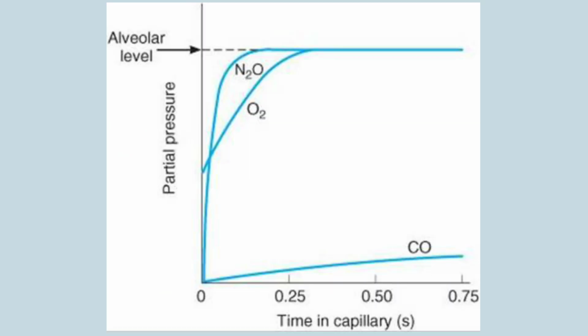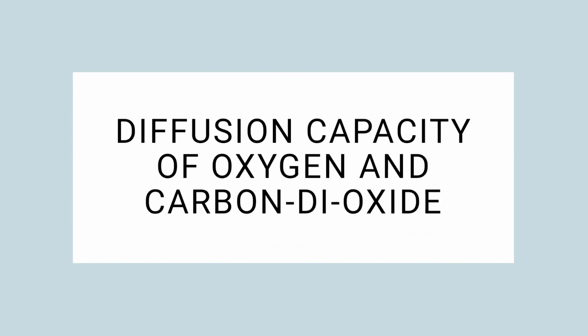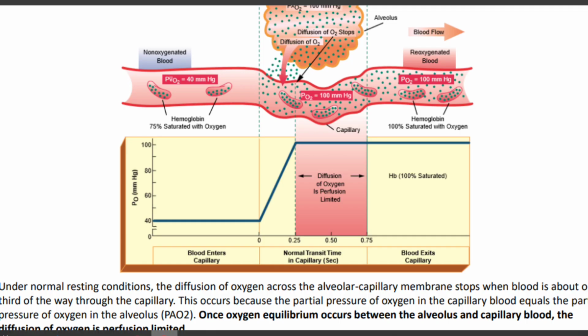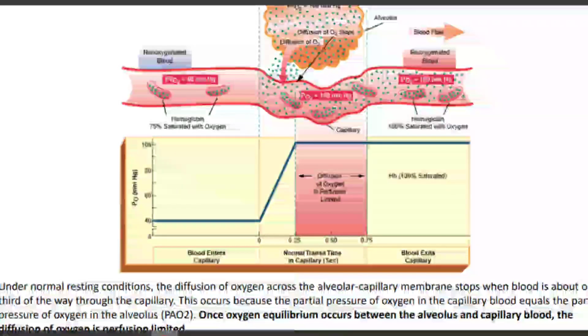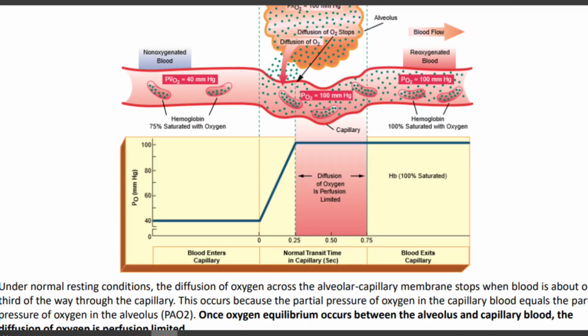Now from this picture we can see the two extreme conditions: N2O, which is perfusion limited or flow limited diffusion, whereas carbon monoxide never reaches the equilibrium, so it is diffusion limited diffusion. Now where do oxygen and carbon dioxide come in? From this picture we can see that oxygen is intermediate between these two. Now, the diffusion capacity of oxygen and carbon dioxide. Under normal condition, when oxygen comes from the alveoli to the capillary, it will bind with the hemoglobin and it will reach its equilibrium value at around 0.25 seconds.